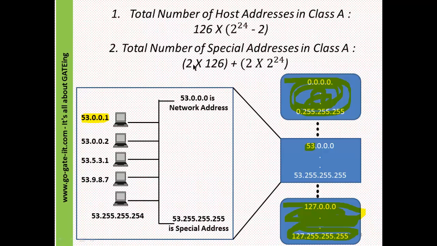So we have 2 into (2 raised to 24 minus 2) addresses in class A, such a vast number of IP addresses in class A. That's why the class A addressing system is not used in organizations where the requirement is very low, like in thousands or lakhs, because it leads to some millions of IP addresses.